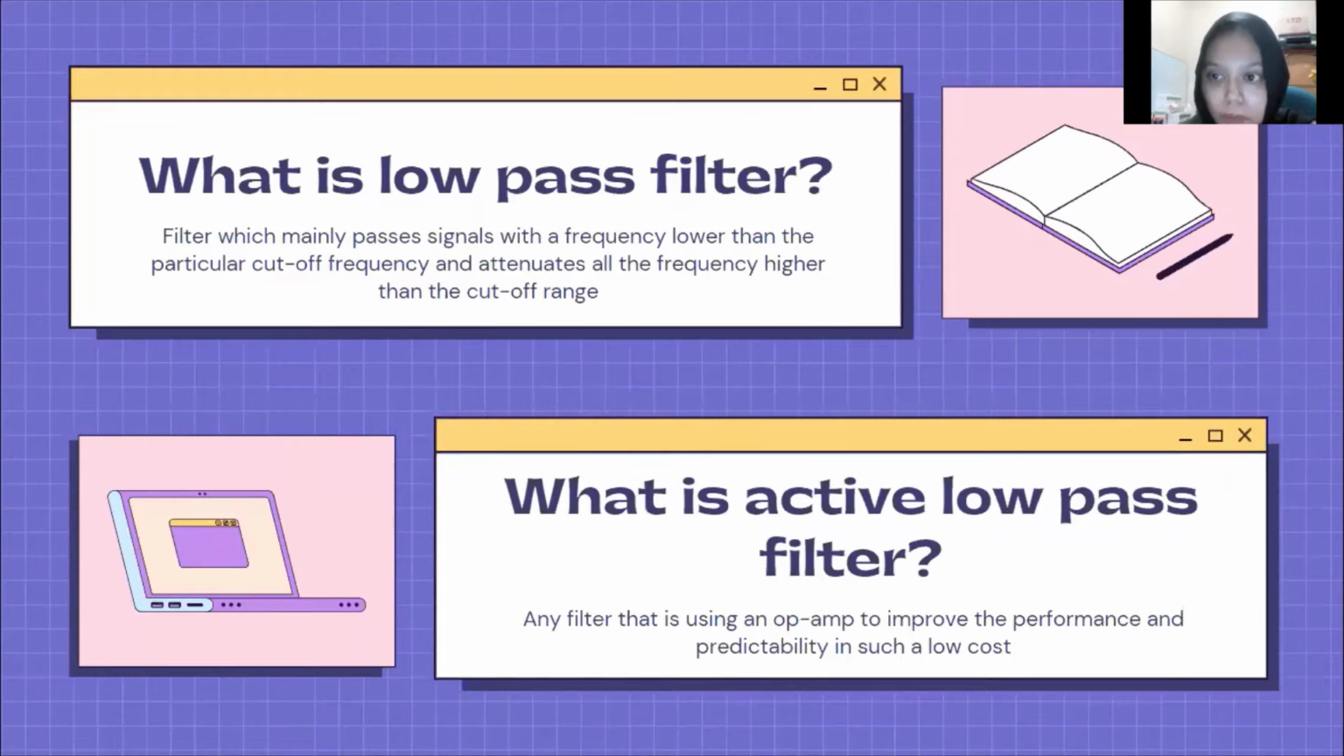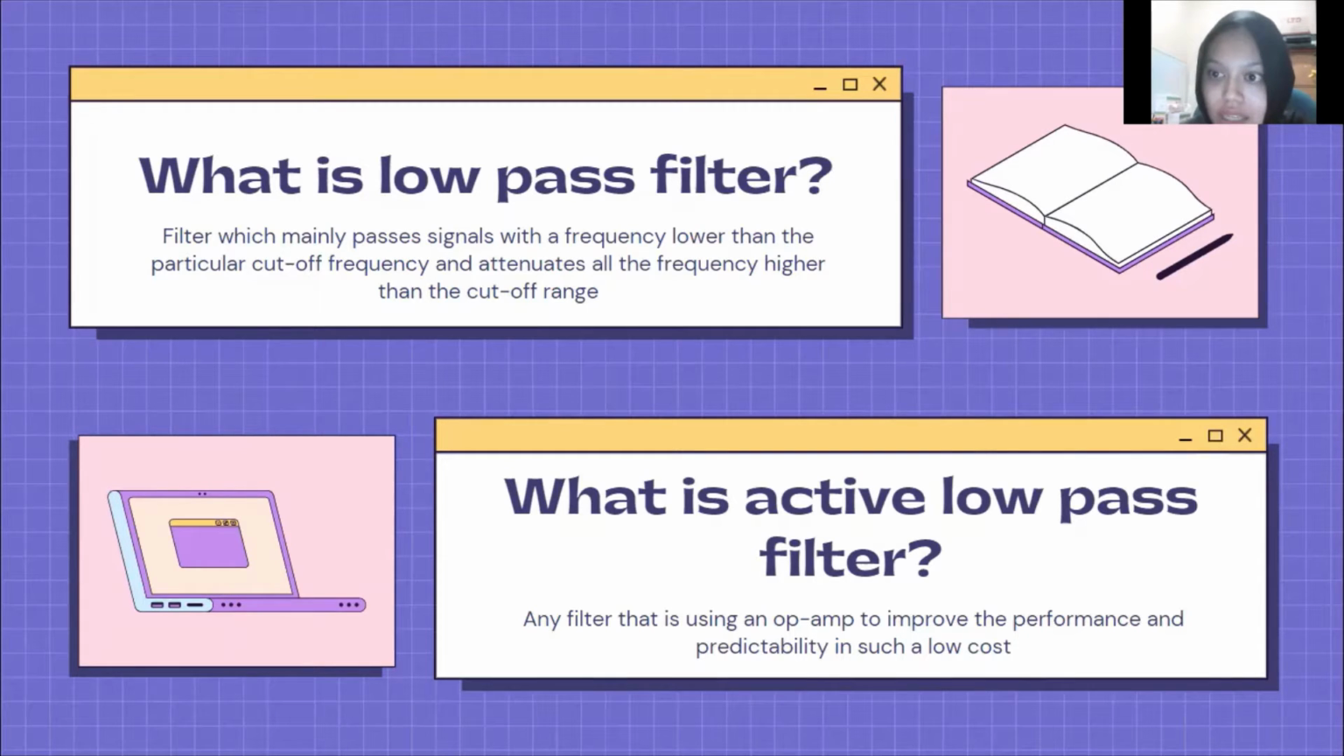So what is actually low-pass filter? Low-pass filter is a filter that passes signals with a frequency lower than a particular cut-off frequency and attenuates all frequencies higher than the cut-off range. That was low-pass filter. But what is exactly active low-pass filter?